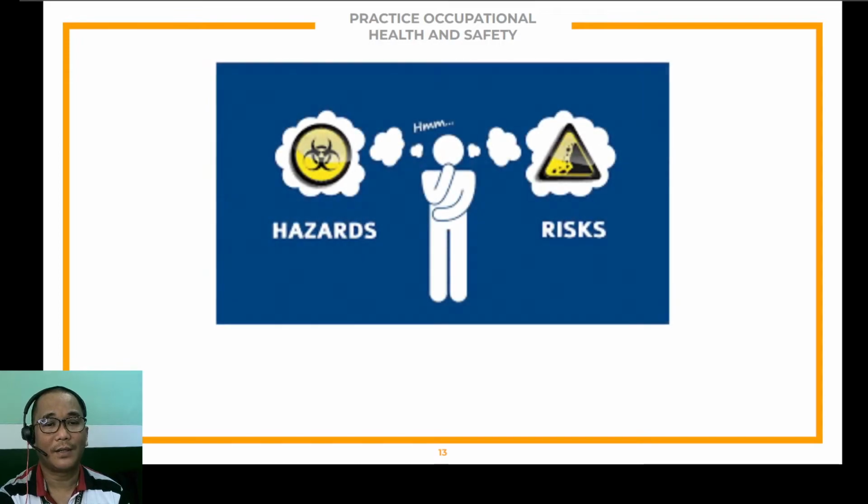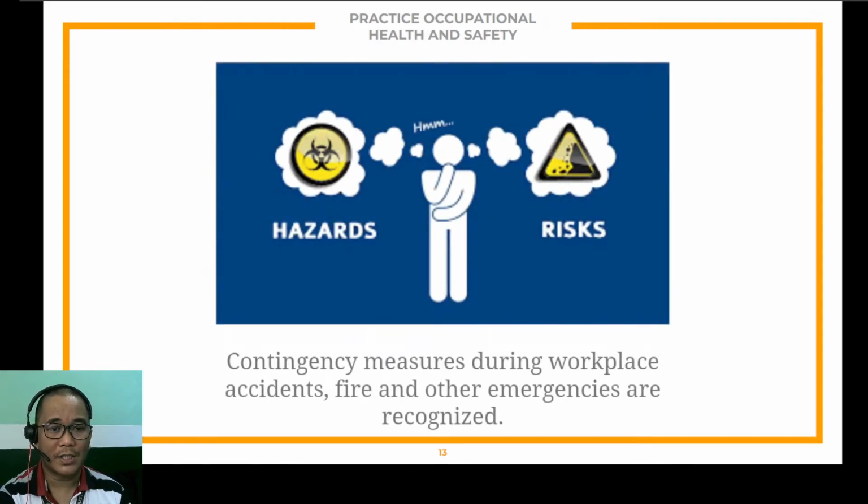The next one. Contingency measures during workplace accidents, fire, and other emergencies are recognized. You need to know where the fire extinguisher is located and where the fire exit is located, so that in case of emergency, you know what to do.